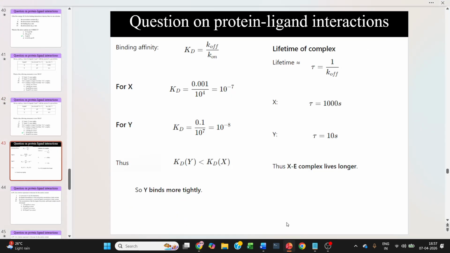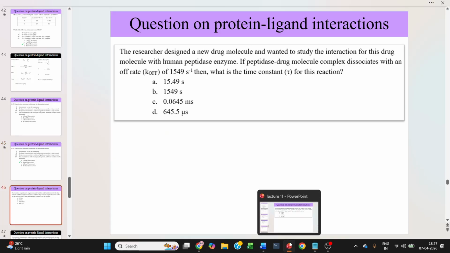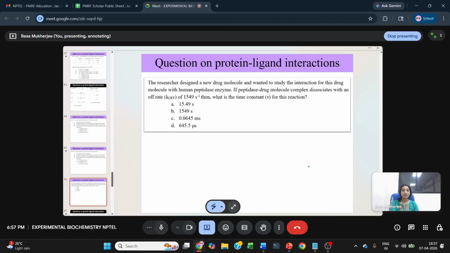Okay. Now we'll go to the next question. The researchers designed a new drug and they want to study the interaction of this drug molecule with human peptidase enzyme. If the peptidase drug molecule complex dissociates with the off rate, that is k off, 1549 second inverse, what is the time constant or tau for this reaction? So how long does the complex live? Very similar to a previous question.